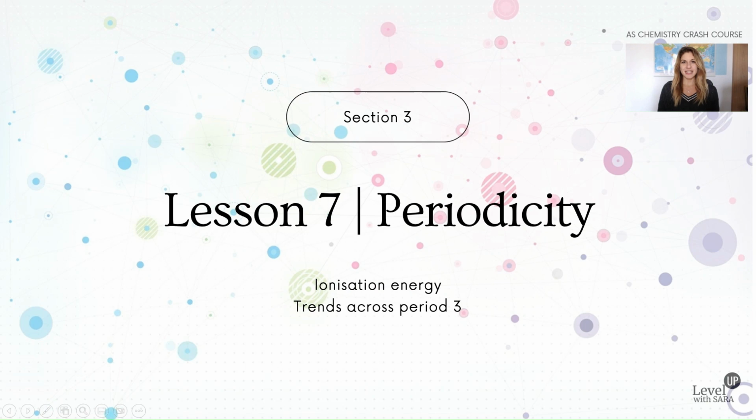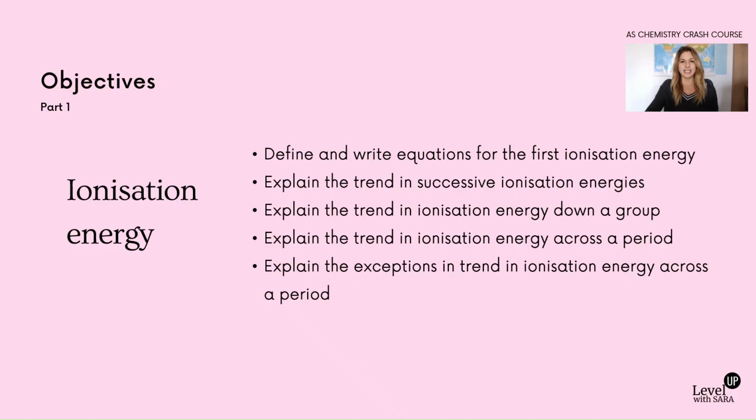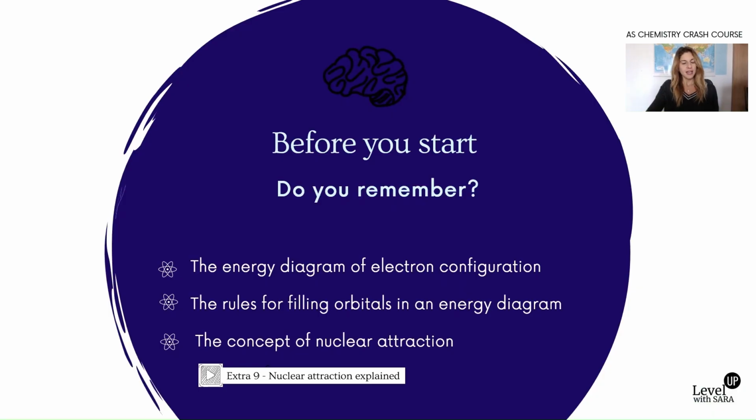Hi, and welcome to this lesson about periodicity. Today we describe ionization energy and trends across period 3. Let's get started straight away. One little thing before we start. We will link the concepts of electronic configuration to explain some of the trends of ionization energy.